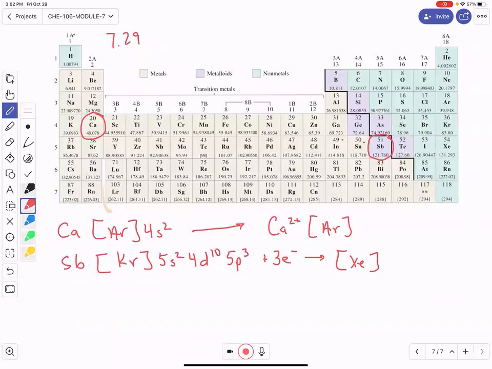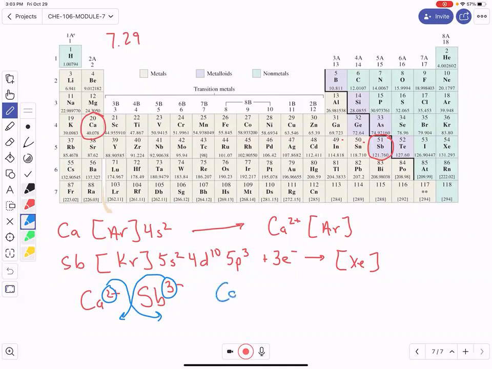So now let's write that out. Calcium wants to be 2+, antimony wants to be 3-. So all we're saying is, when they react, they want to have this charge. So now they need to balance each other out. And we know we can do that by just simply switching. The 3 comes down here, the 2 comes down here.